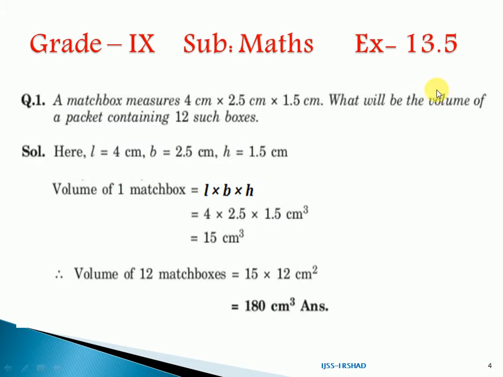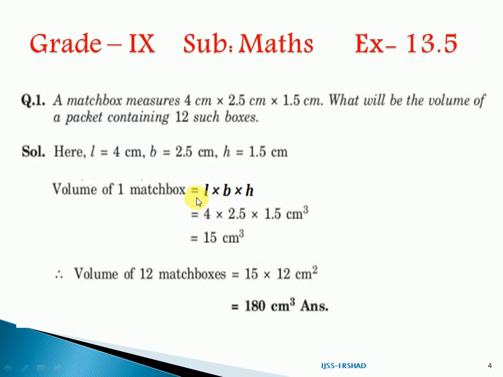Exercise 13.5, sum number 1. You can see the question here. A matchbox measures 4 cm into 2.5 cm and 1.5 cm. What will be the volume of a packet containing 12 such boxes? Just find the volume of one box. Here they have given the three dimensions: length is 4, breadth is 2.5 and height is 1.5. I will find the volume of one matchbox first, then multiply by 12, and you will get the total volume of 12 such boxes.